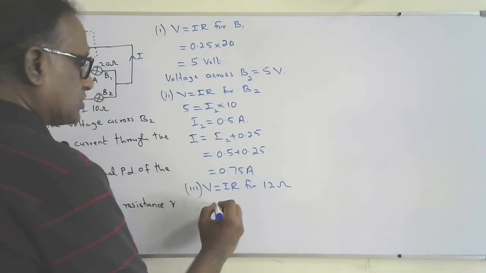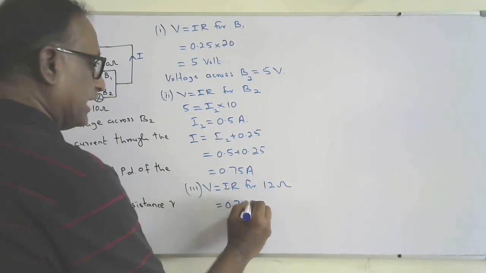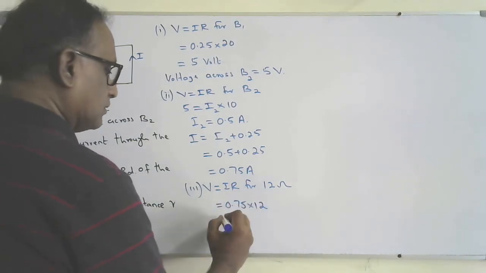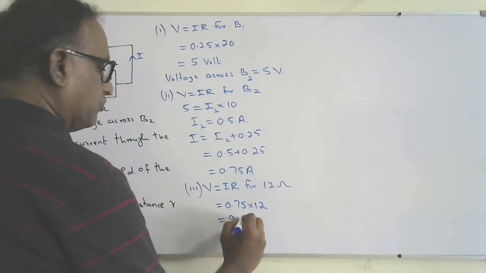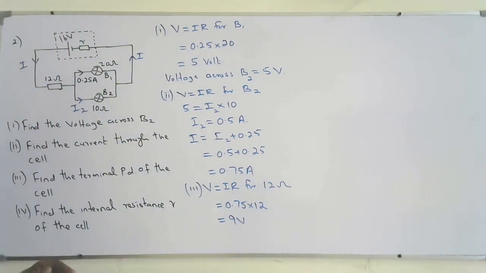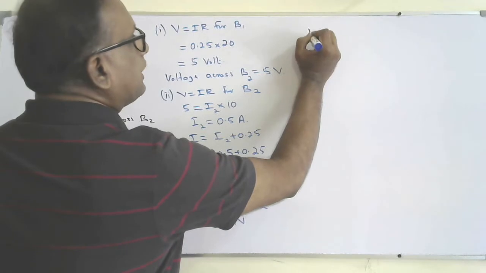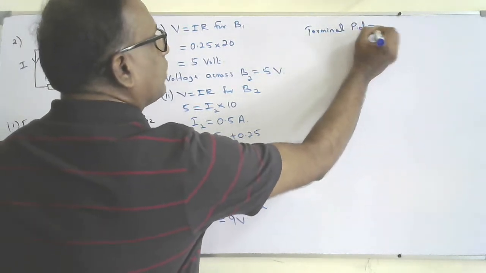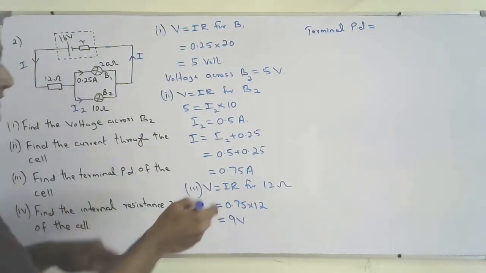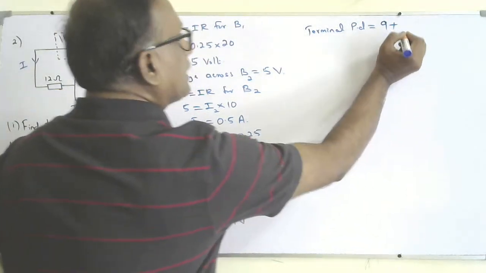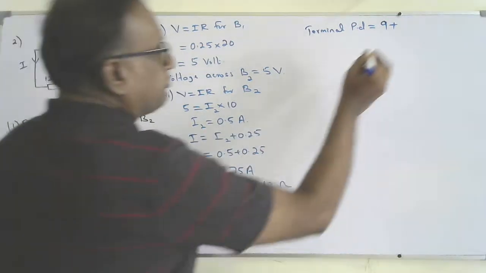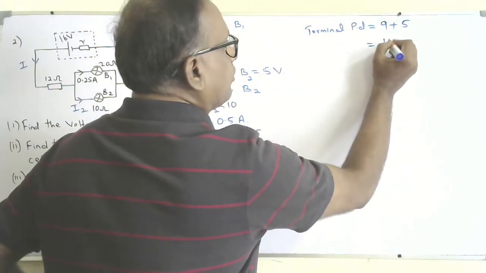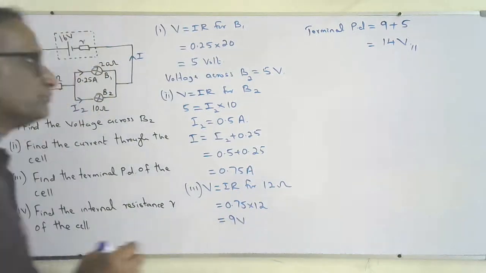12 ohm resistor. So that will be 0.75 into 12. So that will be 9 volt. Then I need to find the terminal potential difference. I'll continue here. So terminal potential difference equals the voltage across 12 ohms, that is 9 volt, plus the voltage across the junction, which is 5 volt. So that will be 14 volt.